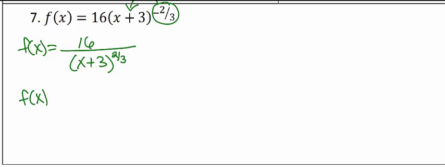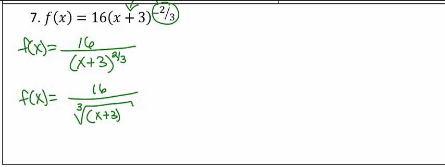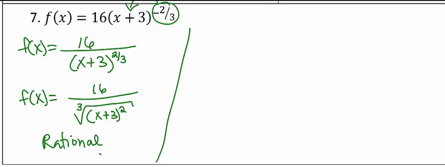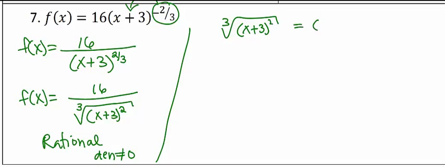Let's write what this means. The denominator of that exponent represents the index of a radical, and the numerator of that exponent represents the power. So once again, we have a rational function, and we want to make sure that the denominator is never 0. So we're going to take our denominator, we're going to set it equal to 0, and then we're going to solve for x.